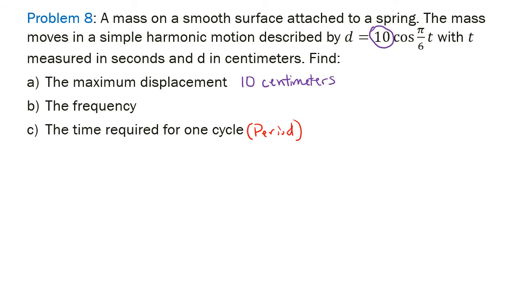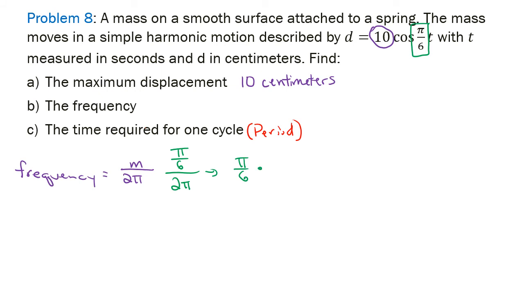Now they want to find the frequency. Now remember, the frequency, the formula for that we saw on the last slide, is just the period flipped. So we're going to use m over 2 pi. Our m is going to be pi over 6, the number in front of t. So we're going to have pi over 6 over 2 pi. That's keep, change, flip. So we're going to have pi over 6, change to times, flip. So it is 1 over 2 pi.